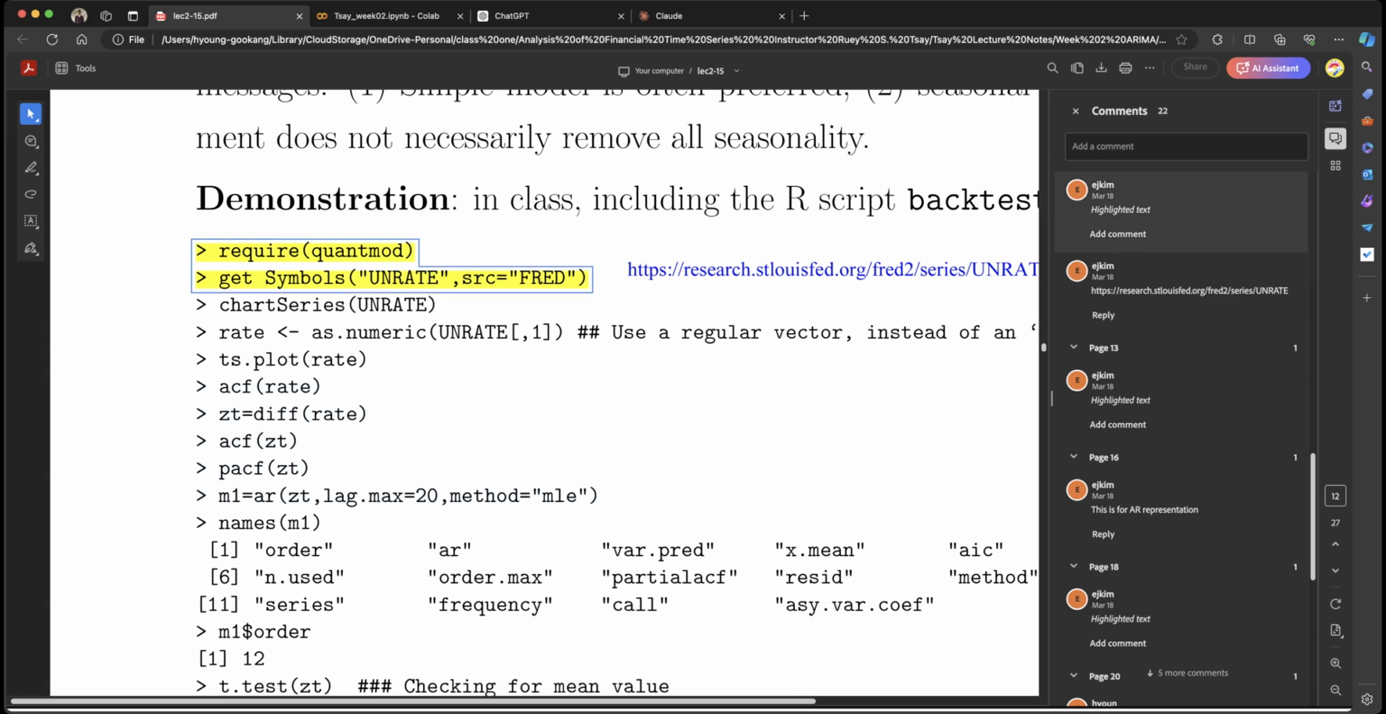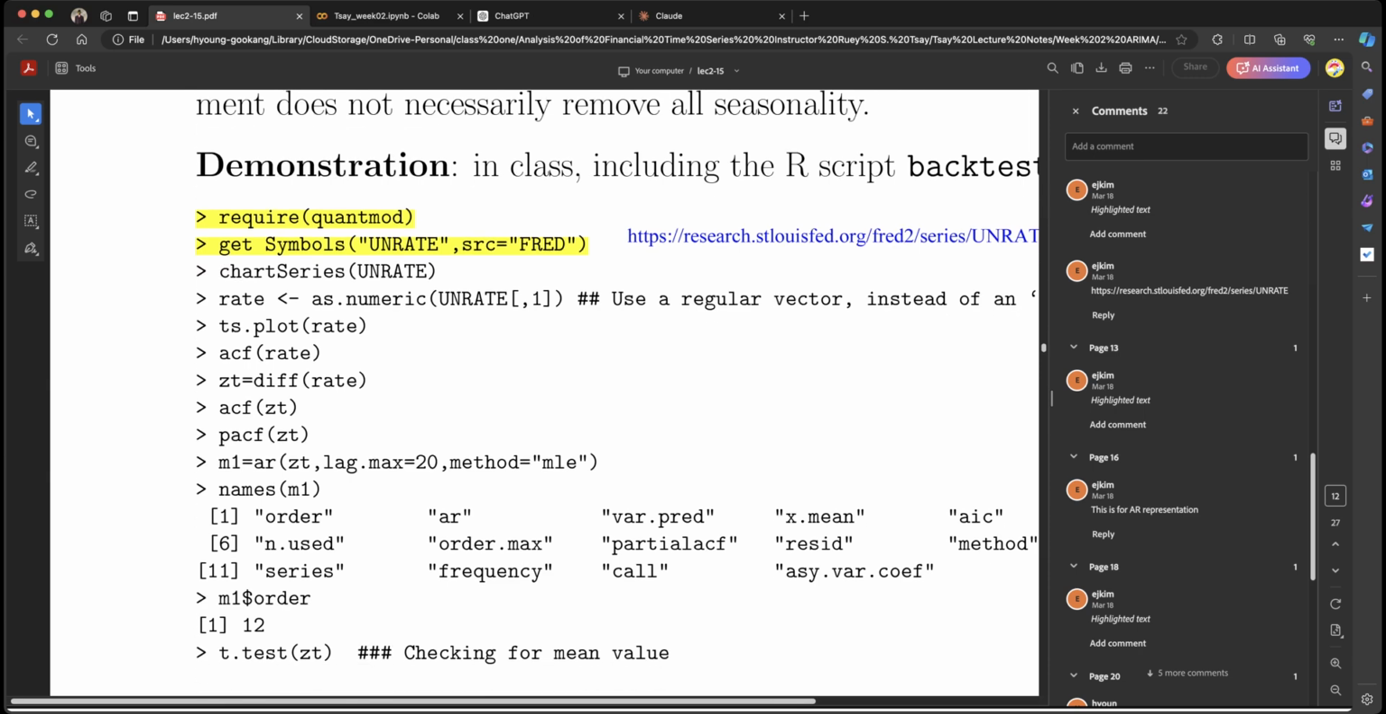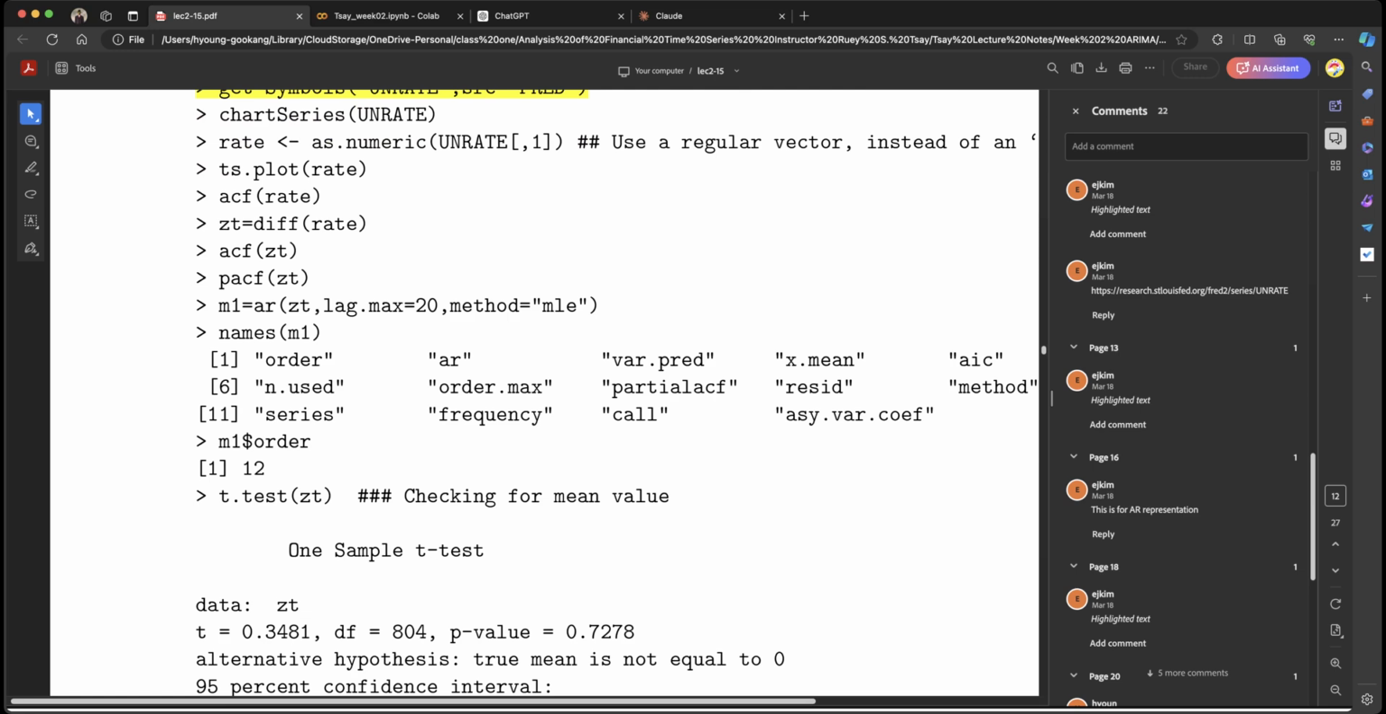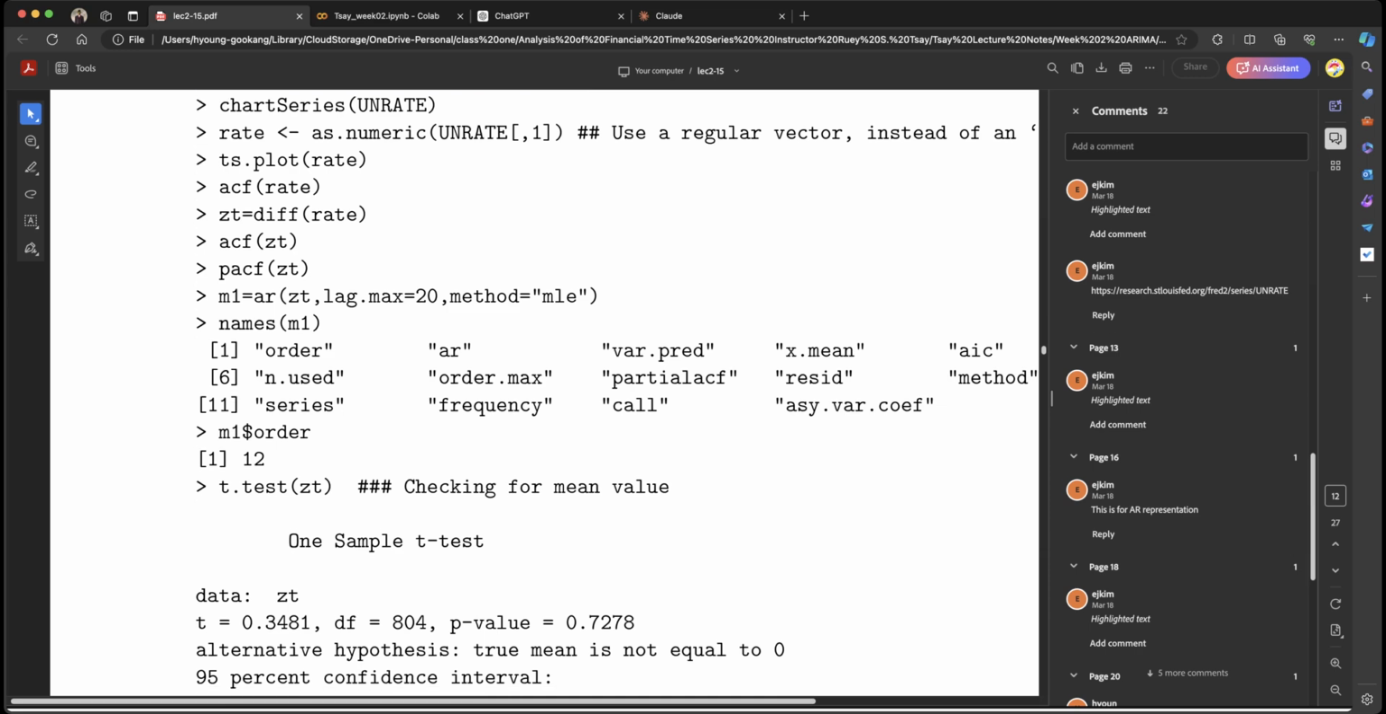So anyway, this is R code for the unemployment rate, and the order here is 12. Well, it is intuitive. It is 12 months. It is the unemployment rate, and there's monthly and then yearly seasonality. So 12. We can include up to 12. The 12 order. That makes sense.